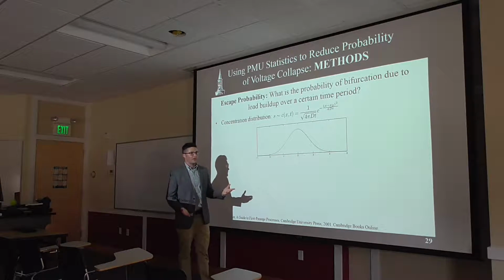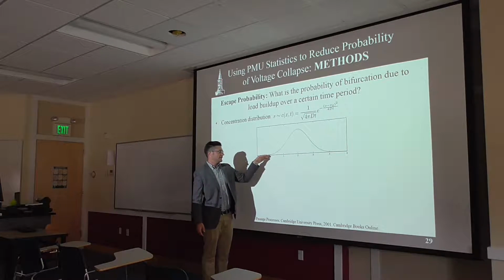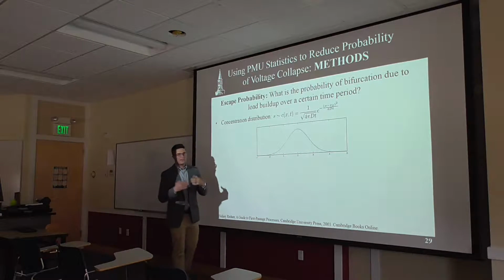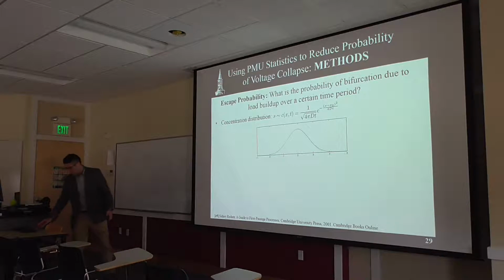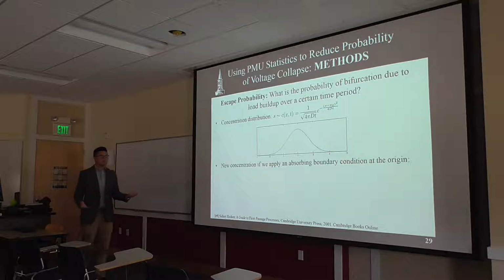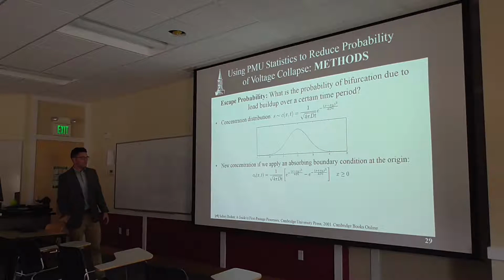And we might ask the question, okay, let's say the particle starts at 2 and it's performing a random walk. Let's say if it ever crosses the origin, the system bifurcates, or the system collapses for some reason. So what we do is we apply something called an absorbing boundary condition at the origin, and we develop a new concentration density function, or distribution, which looks something like this, as is outlined in reference 9.